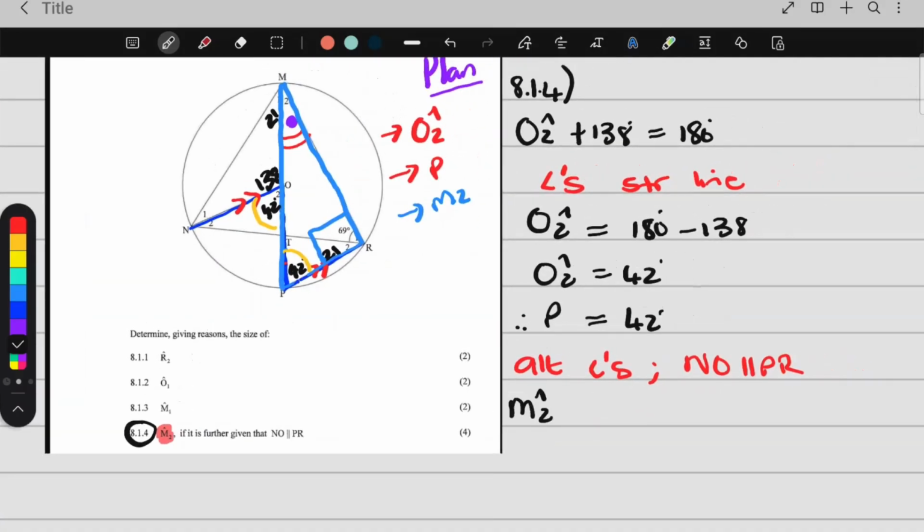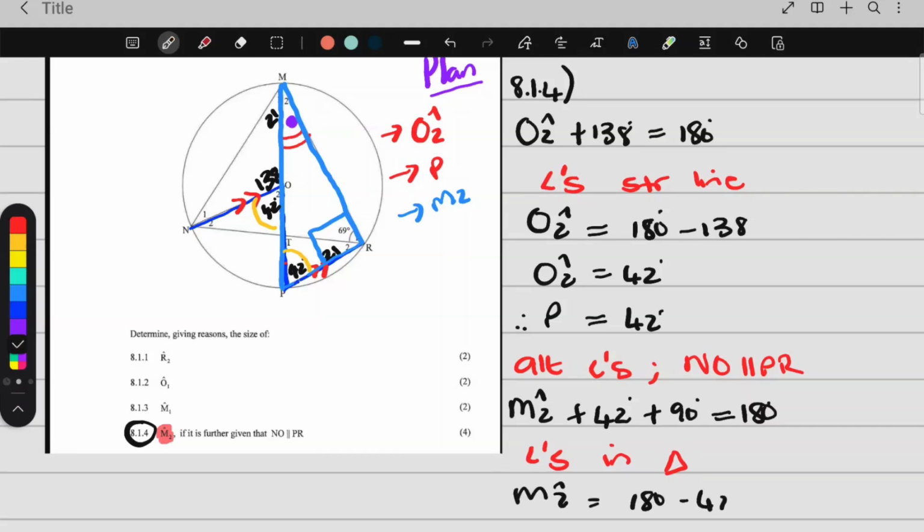M2 there on top, plus the 42 that we worked out, plus the 90 that we've worked out, is equal to 180. And the reason, angles in a triangle, so angle M2 is 180 minus 42 minus 90. And I get angle M2 to be 48 degrees. And that was the last question under question 8.